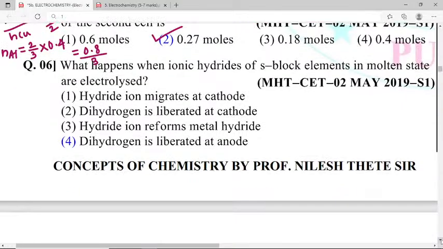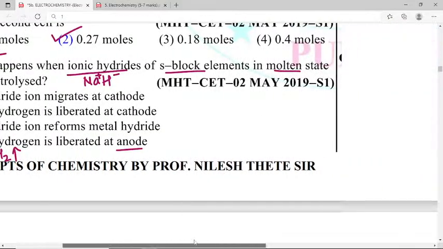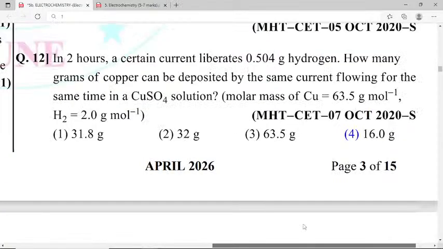What happens when an ionic hydride of an s-block element in molten state is electrolyzed? The ionic hydride, for example sodium hydride, is Na+ H-. So dihydrogen is liberated at the anode. Dihydrogen means hydrogen gas. Hydrogen gas is liberated at the anode due to oxidation.